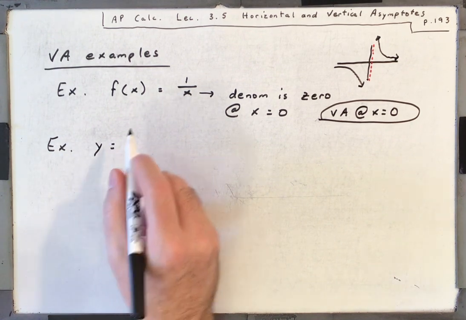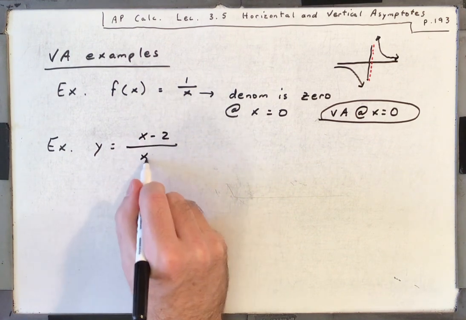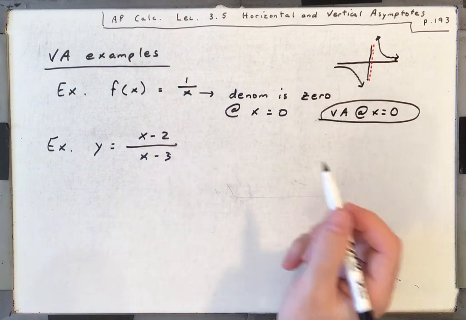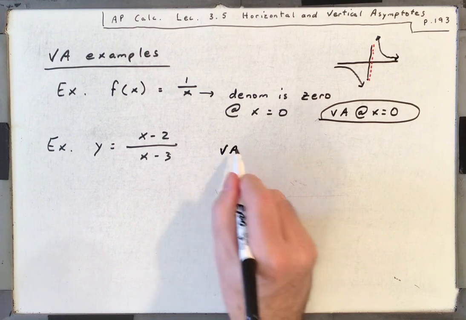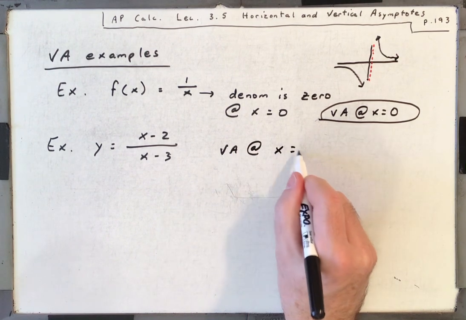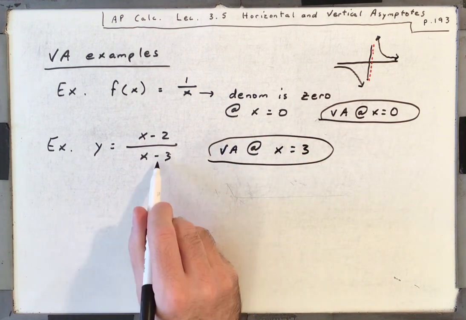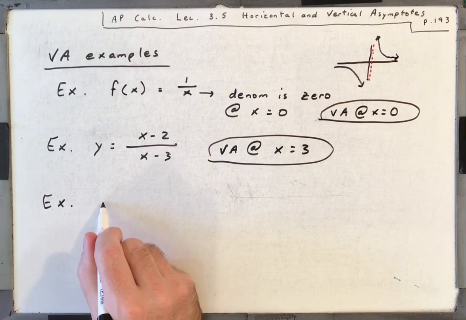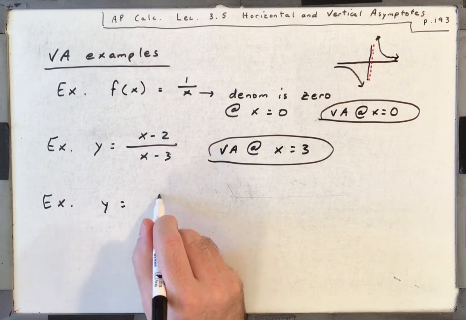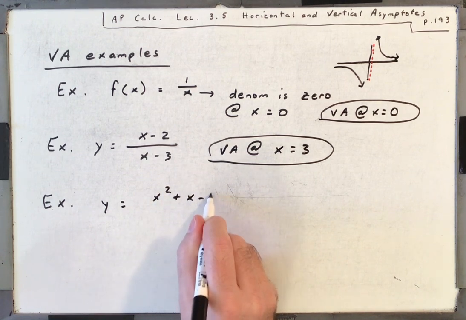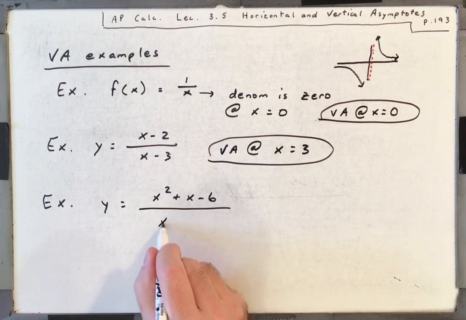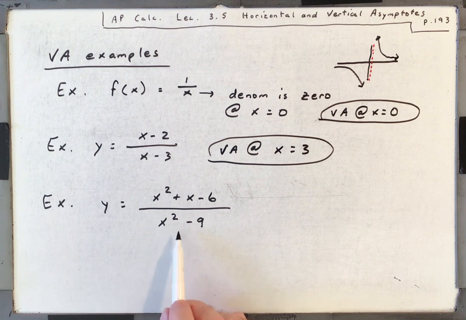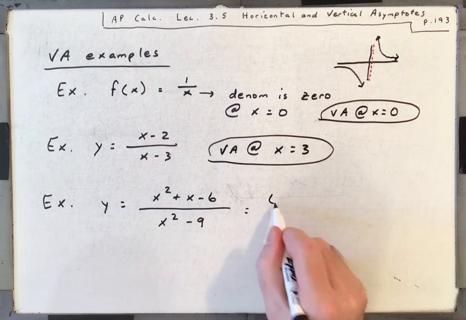We have y equals x minus 2 over x minus 3. So where's the denominator 0? And nothing will cancel out here. So this is really easy. We have a vertical asymptote at x equals 3 because that makes the denominator 0 and it doesn't cancel out. Now let's do one where you do have to factor. So you have y equals x squared plus x minus 6 over x squared minus 9. Now what makes the denominator 0 would be plus or minus 3, but one of those could be a hole. So let's see.